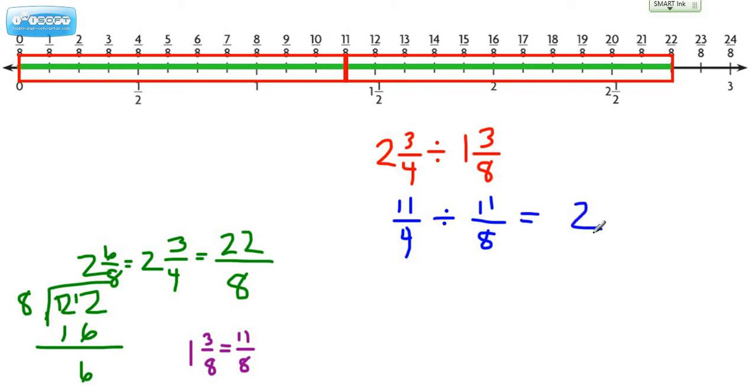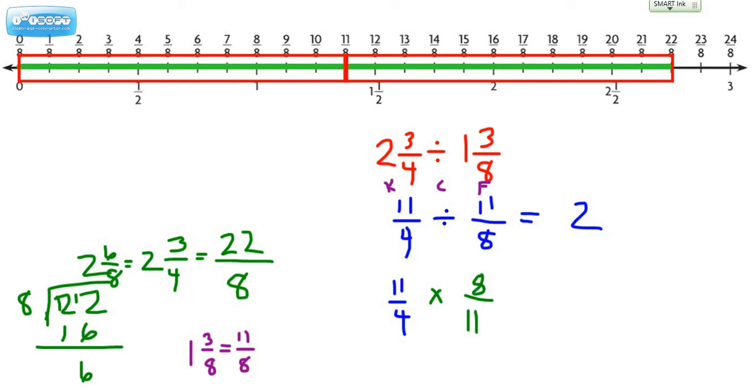Now let's talk about how we might do the standard algorithm to get the answer of 2. We would keep the divisor, change this to multiplication, and flip this to its reciprocal. Keep the divisor, change the division to multiplication, flip the divisor to its reciprocal.